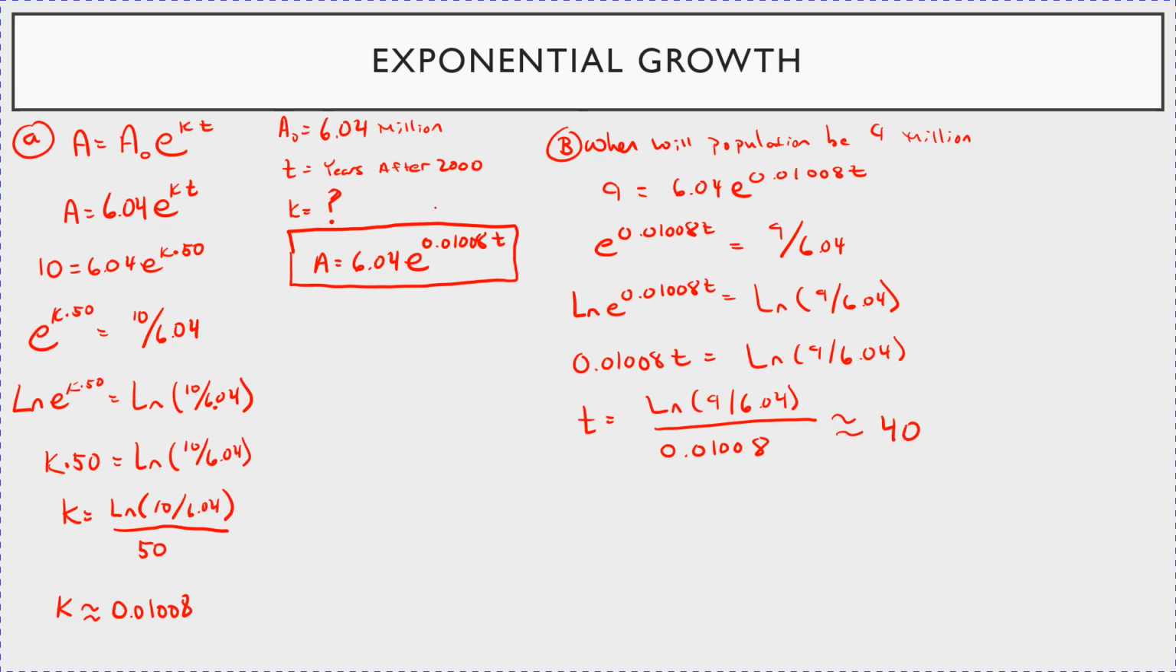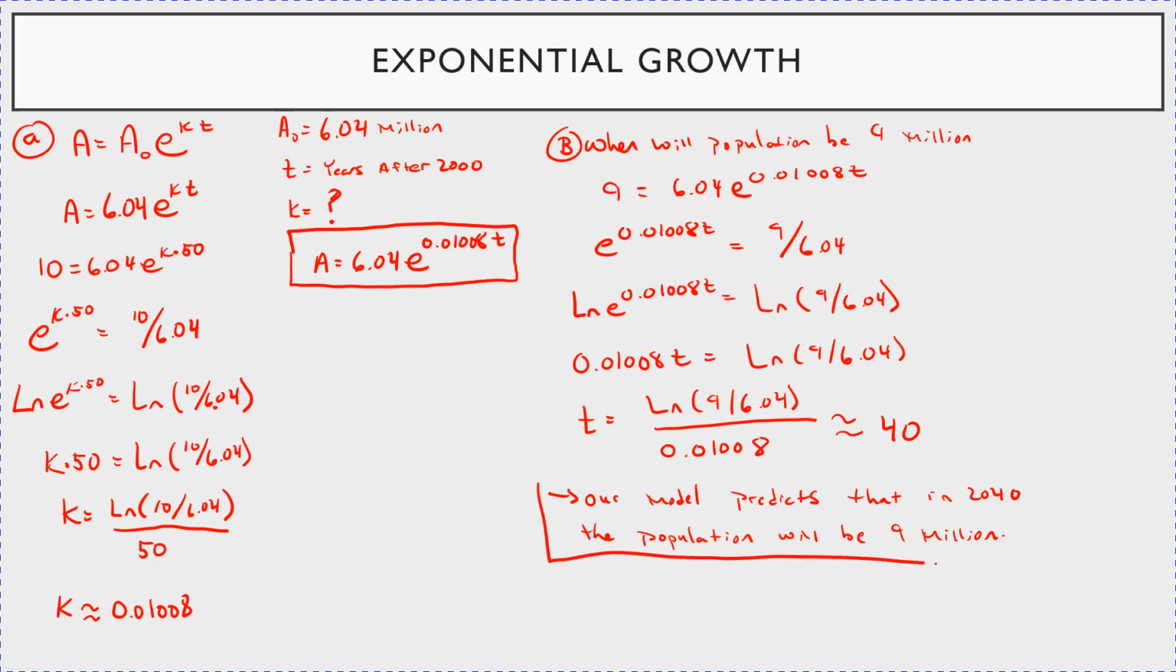So you got to remember that's years since 2000. So our model predicts that in 2040, the population will be 9 million. All right, because remember, this is years after 2000. All right. So that's an example of exponential growth.